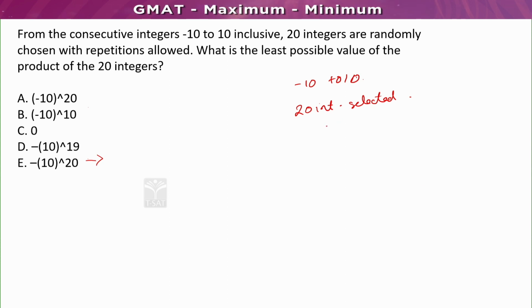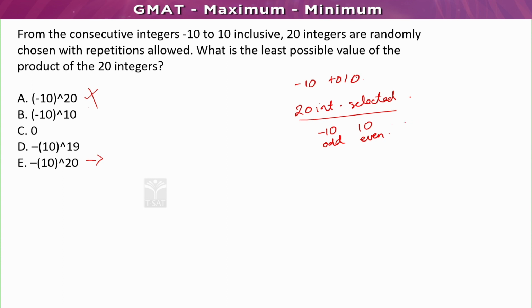So if you select minus 10 twenty times, you will have minus 10 to the power of 20, which will become a plus 10 to the power of 20, which is not the least value here. We are asking, can we get the value of minus 10 to the power of 20? Yes. If you take minus 10 an odd number of times and plus 10 an even number of times, and since repetitions are allowed, we will take only these two, and when you multiply them, you have a total of 20.